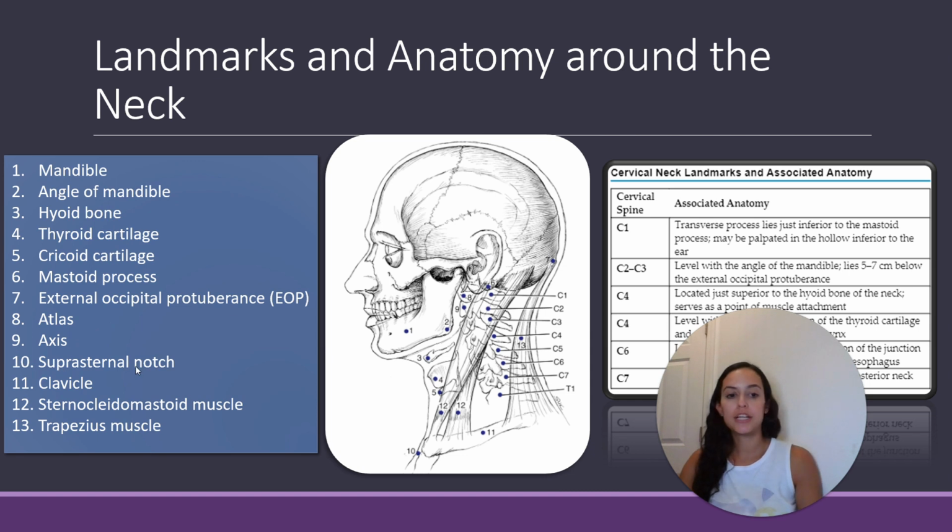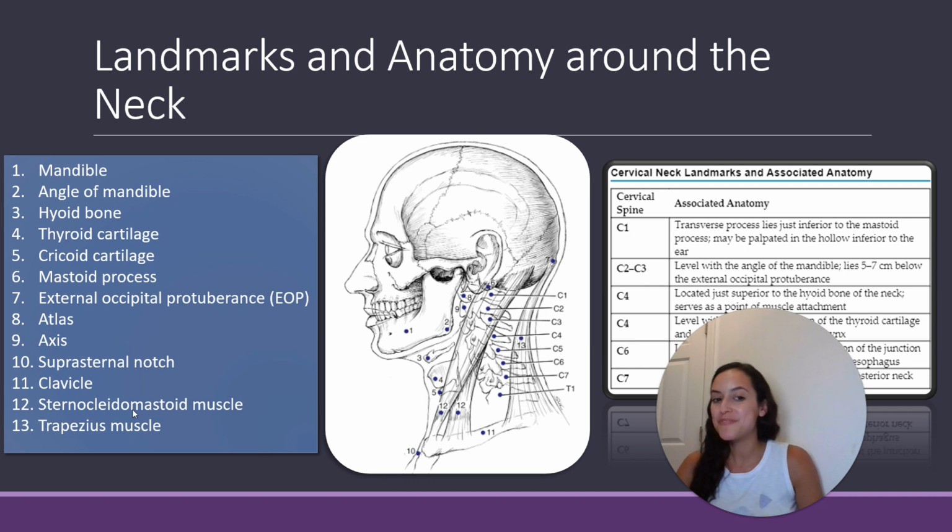The suprasternal notch. It's this little hole right here. It sits between the two clavicles, right on your neck. Very important in radiation therapy. You're going to use that all the time to make sure that your patient is nice and straight. You're going to sink your finger in there. You're going to be right between the two clavicles, and that's how you're going to know if your patient is straight on your table. Your clavicle, you know that.